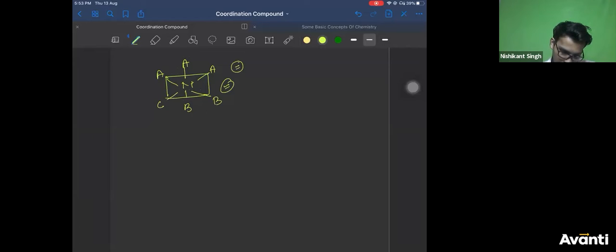Then are you going to get it? Then also you will not get it. But if you interchange, let us say, B and C here, then you will get it. Yes. If you interchange it like this, then you will get a vertical plane of symmetry.